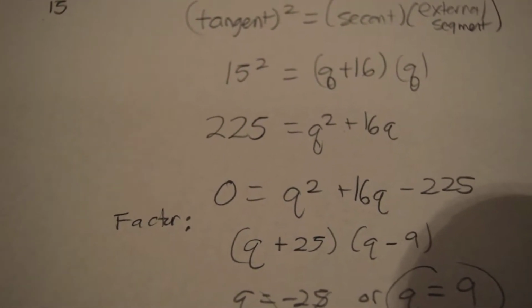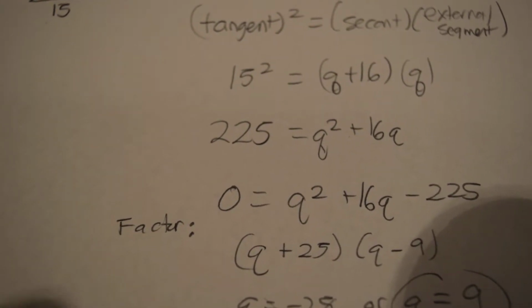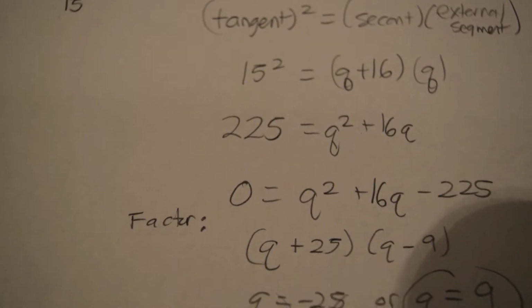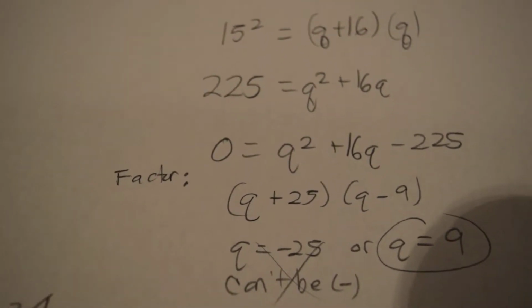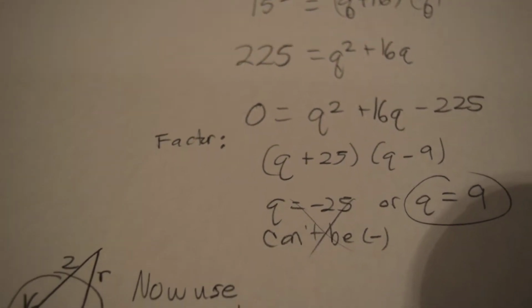And 225 I knew would factor, so I played with it a little bit. 25 times 9 has a difference of 16. I just figured out which one's positive, which one's negative, and I know it's got to be Q equals 9 because I can't have a negative distance on a circle.